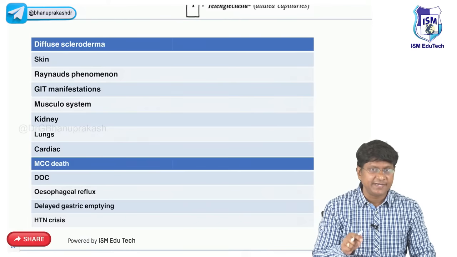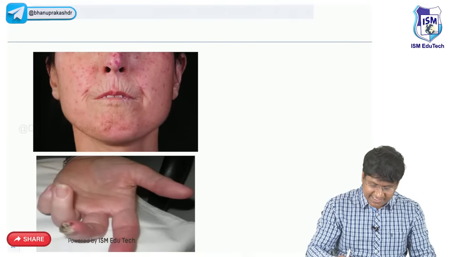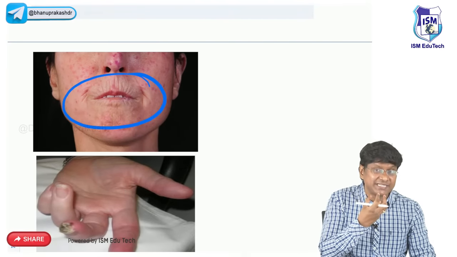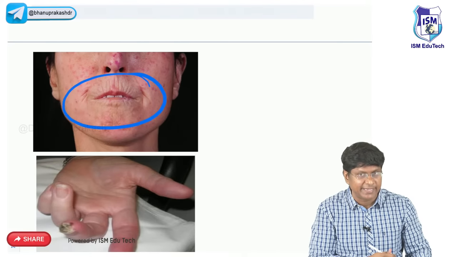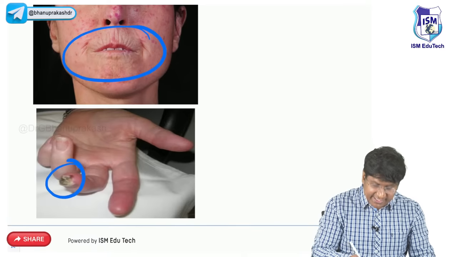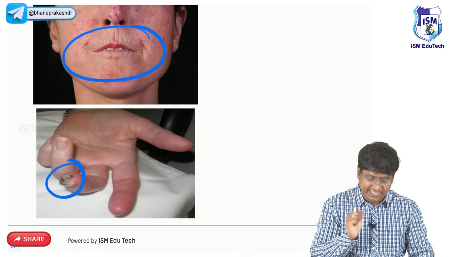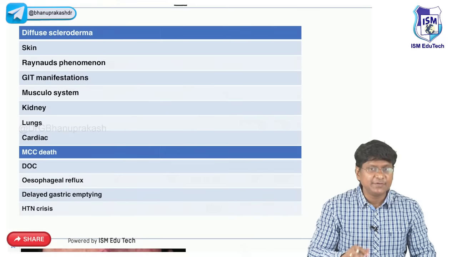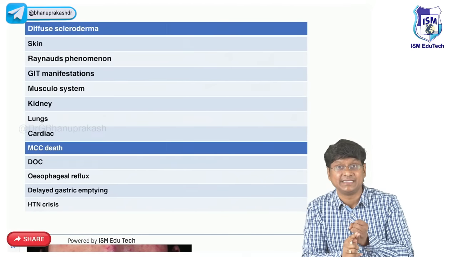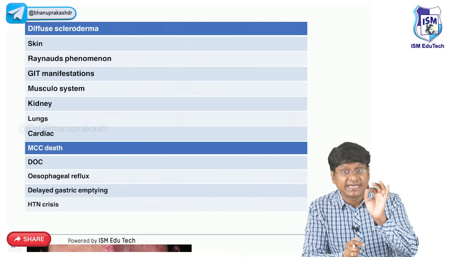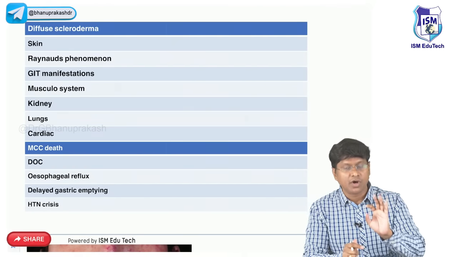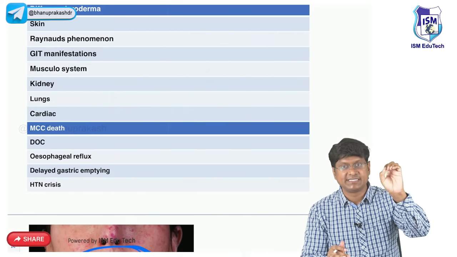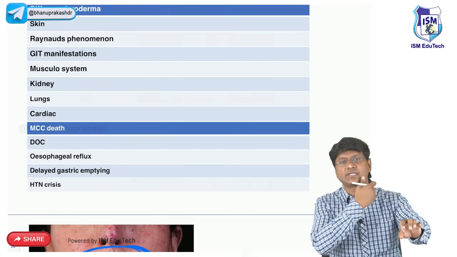So, number one, definitely yes, the skin will be involved, and you can see how the skin will be. The individual will not be able to open the mouth because of the tightness of the skin, and that we call microstomia. And you can see the digits, right? So, the digital infarcts you can see in these patients with the scleroderma. Now, that will be the skin involvement. So, there will be skin thickening. Skin thickening is the most recognizable manifestation of the scleroderma. And this skin involvement mainly starts within the digits, that too distal. And then it will progress proximally.